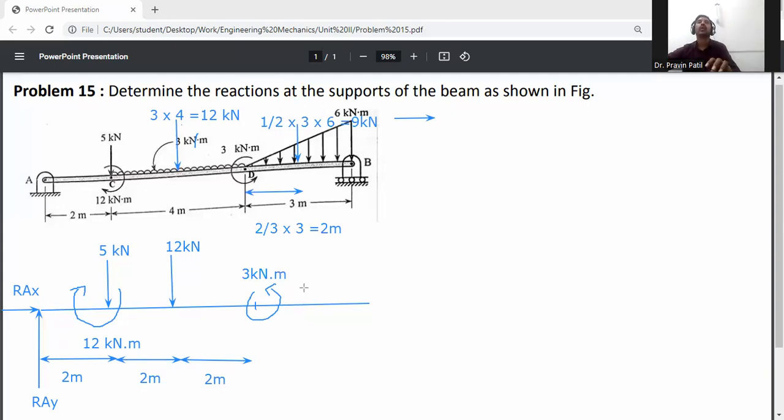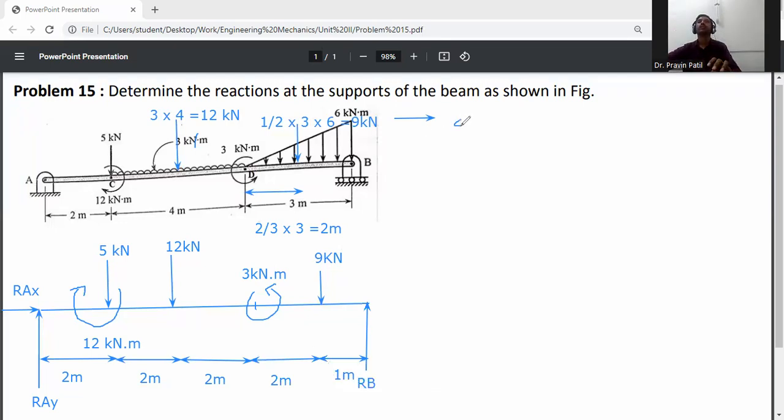So this point load is 9 kN, at 2 meters from D. And at B it is a roller support, there is only one reaction in the vertically upward direction, RB. So from B it is 1 meter.